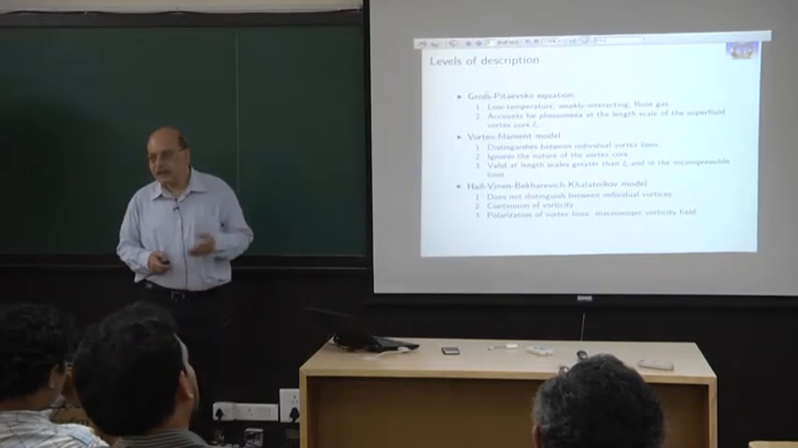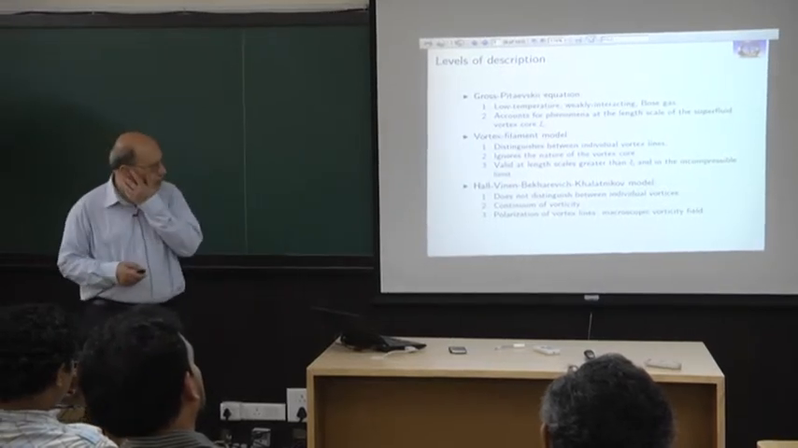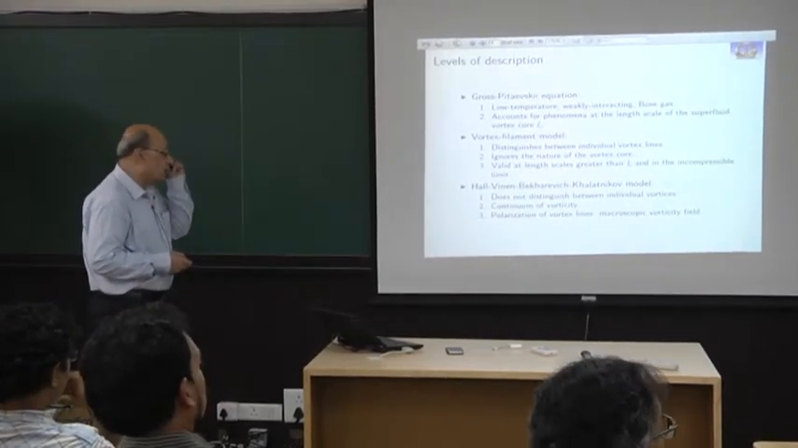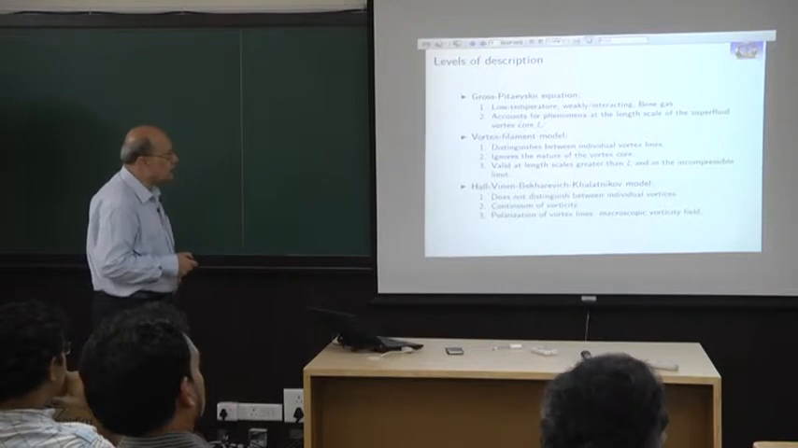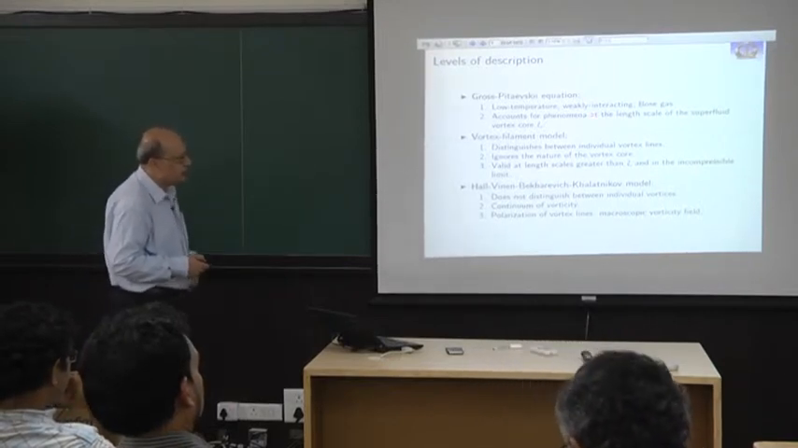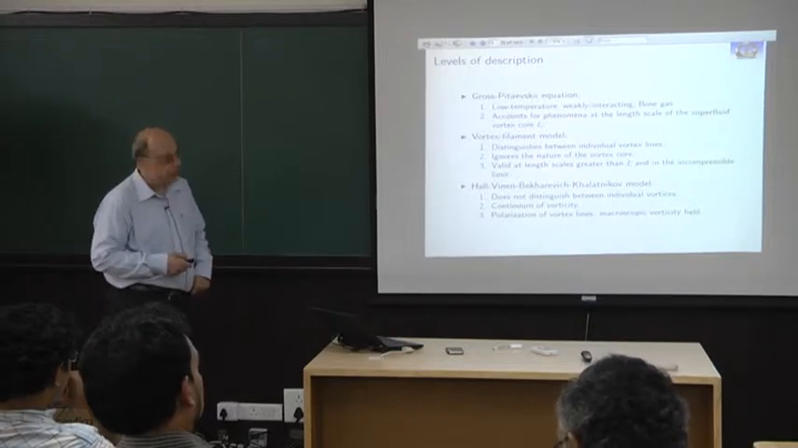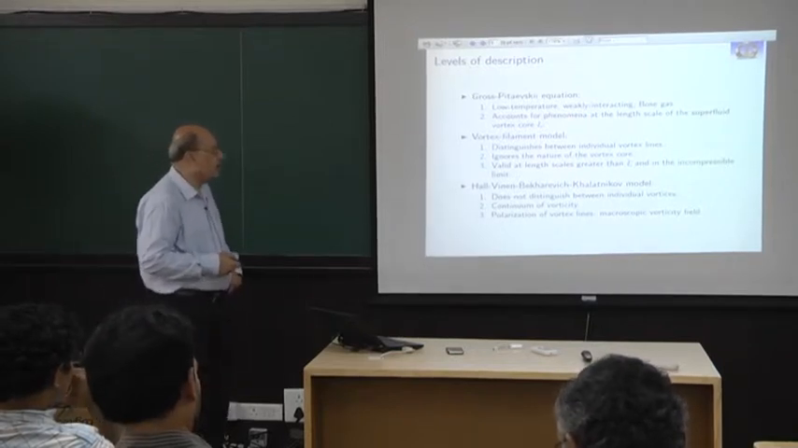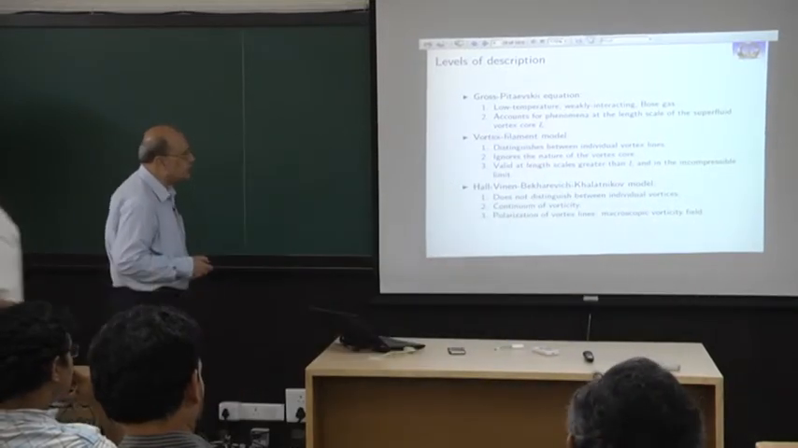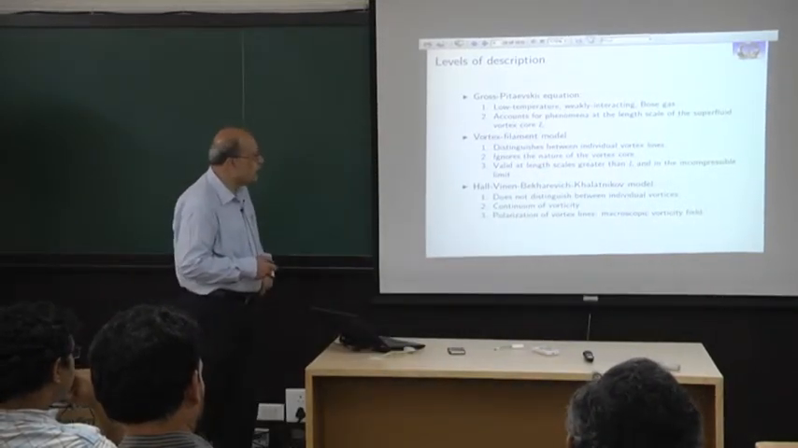So there are at least three levels of description for a superfluid. One is the Gross-Pitaevskii level, which is good at very low temperatures for a weakly interacting Bose gas. And this accounts for phenomena at the length scale of the superfluid vortex core.